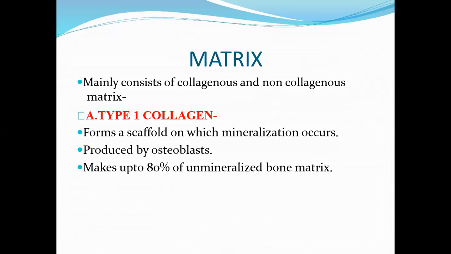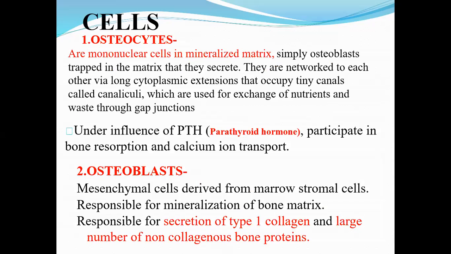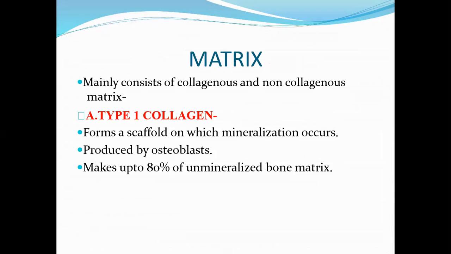Then the matrix, the inner material, mostly consists of collagen and non-collagenous matrix. There are two types of collagen, type 1 and type 2. Type 1 collagen is the scaffold on which mineralization occurs, and it is produced by the osteoblast. The osteoblast gives mineral formation as well as collagen formation, which gives toughness to the bones along with protein formation. It makes up 80% of the unmineralized bone matrix, the portion where minerals are not involved.